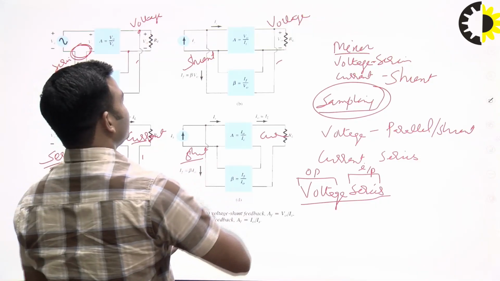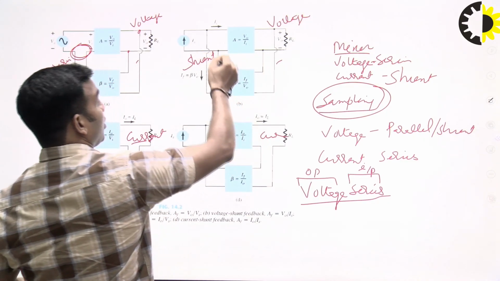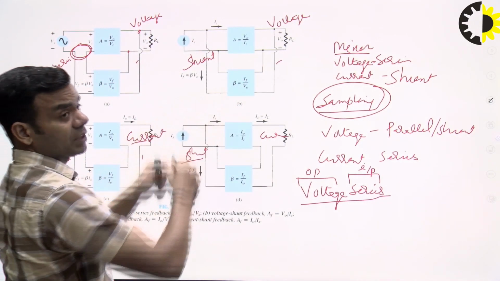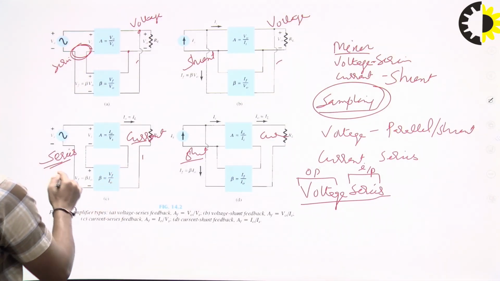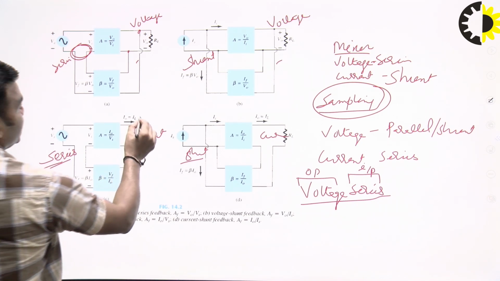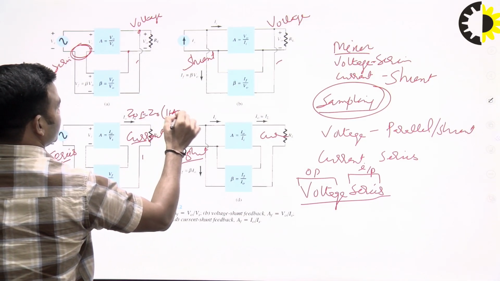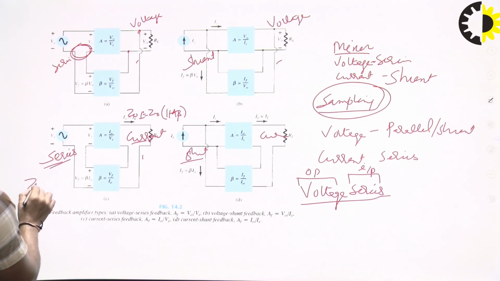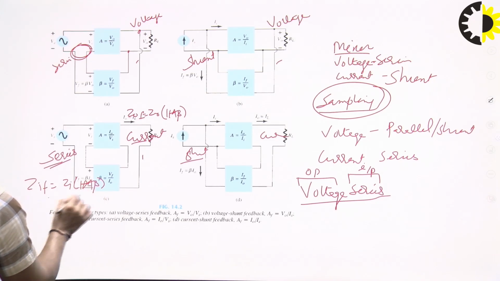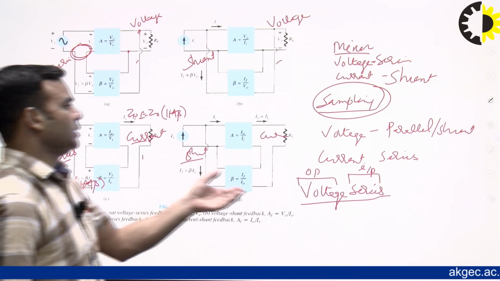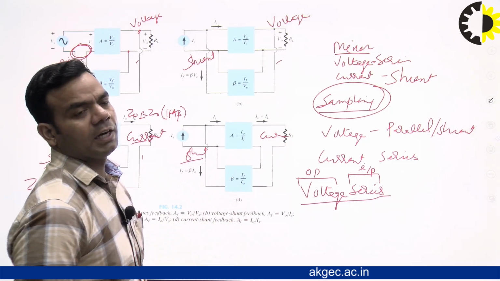In this second configuration, output impedance will be divided by 1 plus A beta. Input impedance will also be divided by 1 plus A beta. Why? Because both connections are shunt connections. In this case, that means the current series amplifier, output impedance ZOF will be Z0 into 1 plus A beta, because this is the series connection. And on the input side ZIF will also be equal to ZI into 1 plus A beta, because this is also the series connection. In this case, output impedance will get multiplied with 1 plus A beta, and input impedance will get divided by 1 plus A beta.